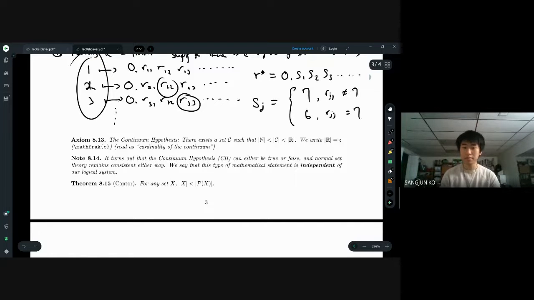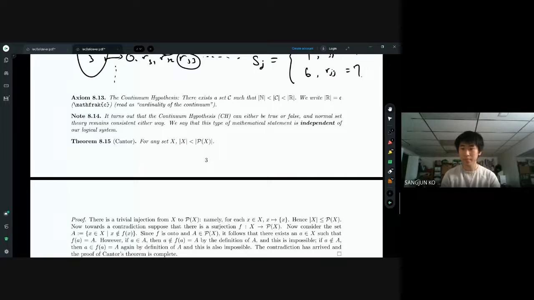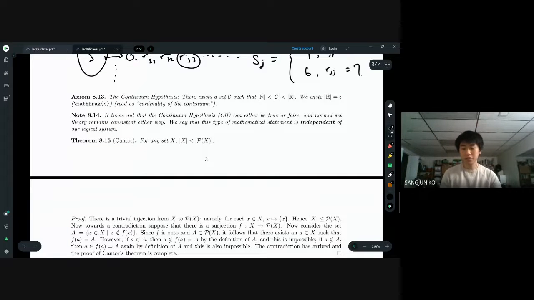There is a trivial injection from X to the power set of X. For each x in the set, you can just map it to the singleton containing x. And this is injective. There's probably no objection to the fact that this is injective. So we know that this is true.